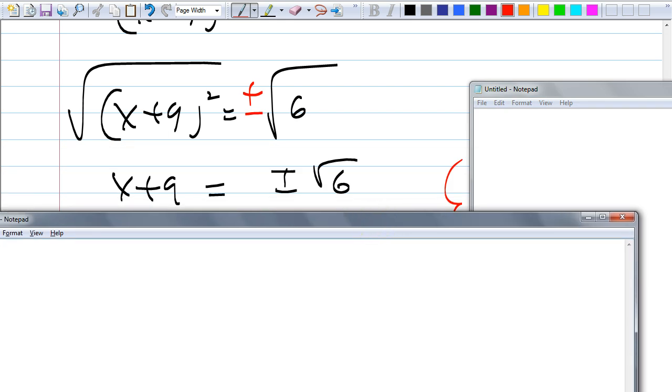Because square root of 6 is an irrational number. You can't really do much. It's not a perfect square, right? You don't have a square root of a perfect square, so you just leave it. Am I done? No. I need to do what, Matthew? Subtract 9 from both sides.